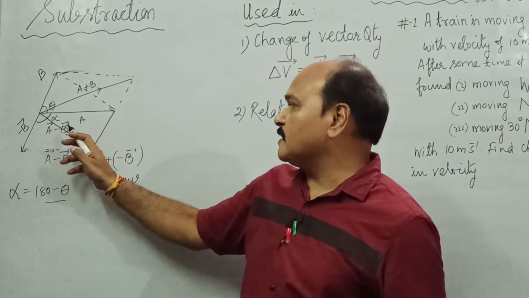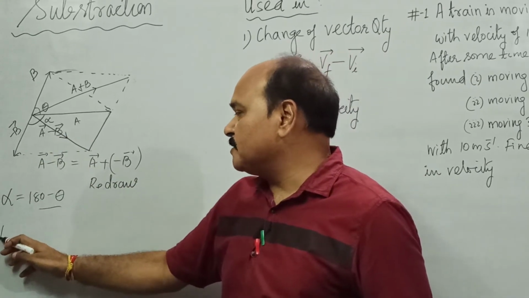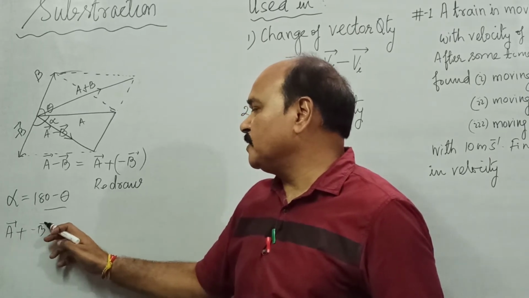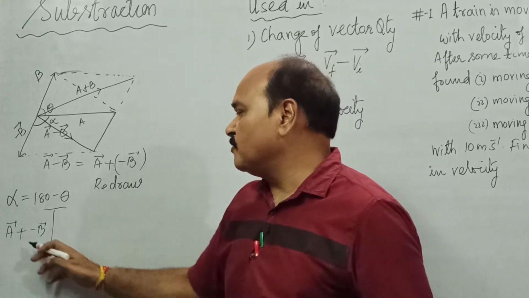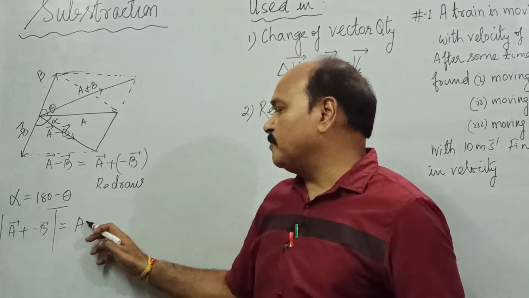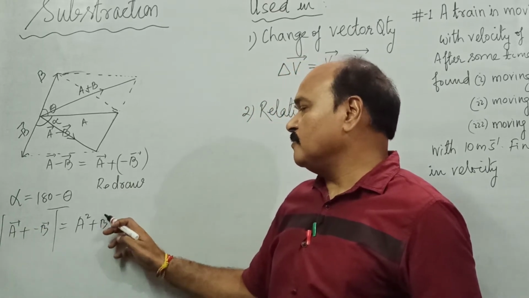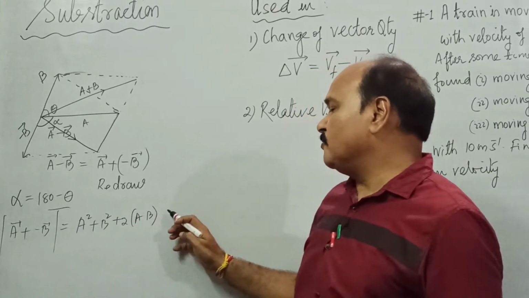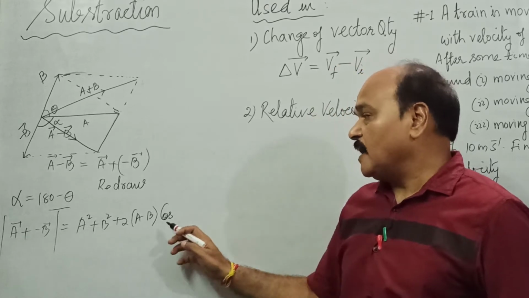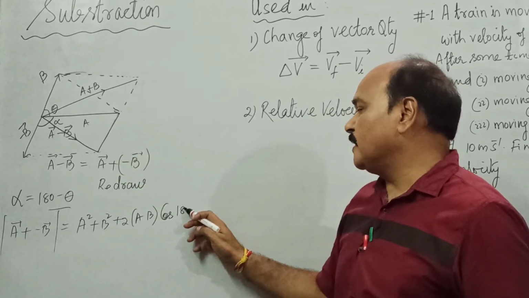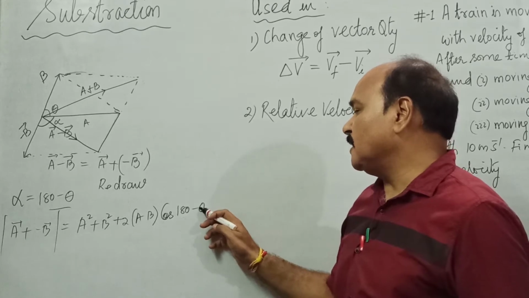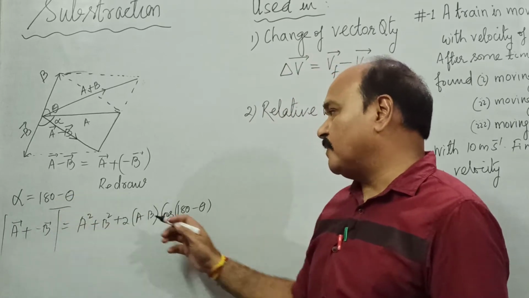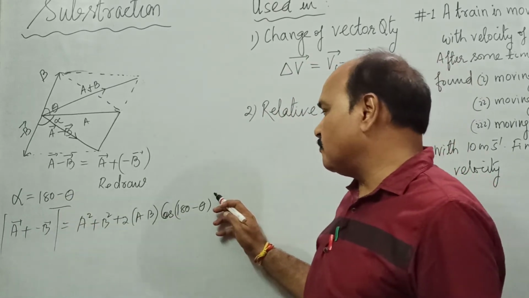What is the sum of these two vectors now, A and minus B? The magnitude is going to be the square root of the length of vector 1 squared plus the length of vector 2 squared plus twice A times B into the cosine of the angle between the two vectors. And the angle between the two vectors is 180 minus theta, that is alpha. This is alpha, the angle between these two vectors. So in place of alpha, we have written cos of 180 minus theta, under the square root.